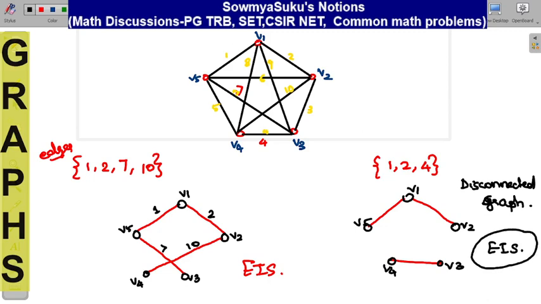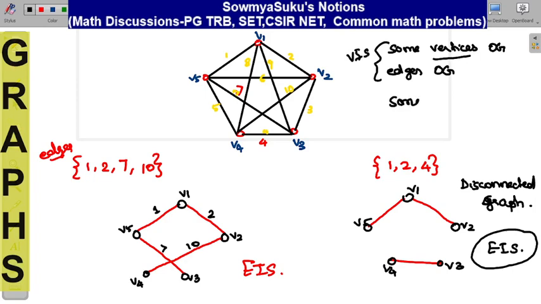The difference between vertex-induced and edge-induced is that you have to collect some of the vertices from the original graph, and the edges that the original graph has connecting these vertices, that is said to be the vertex-induced subgraph. But for the edge-induced subgraph, you choose some of the edges of the original graph, and what are the vertices connecting from the original graph, we have to draw them. So that is said to be the edge-induced subgraph.